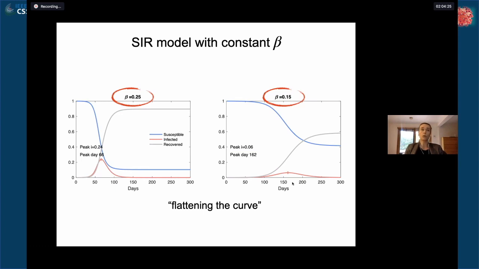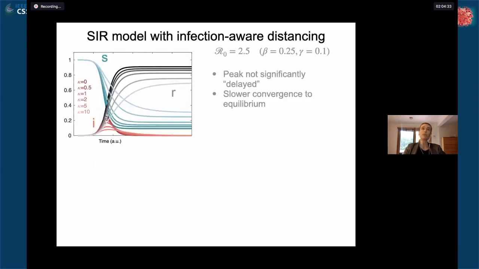Where in truth, if you do have infection awareness type feedback, the peak is not delayed because beta is actually time varying. This is a result of simulations where you include infection-aware distancing, for different values of kappa. I picked as nominal values R0 of 2.5, which has been fitted for many infections around the world, and it's a reasonable number. What you see in the curve of infections is that the peak is not significantly delayed, but of course you have a much slower convergence to equilibrium.